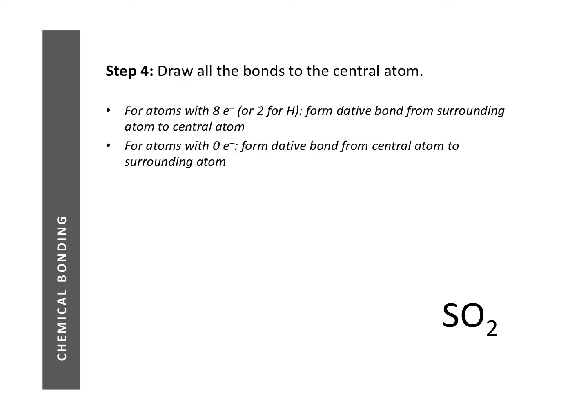So for step number 4, now that we have found out how many bonds each surrounding atom can form, we need to draw all the bonds to the central atom. So earlier we have found out that sulfur is in the middle, surrounded by 2 oxygen atoms, and each oxygen atom would form 2 bonds to the central atom. So this is how the structure looks like.